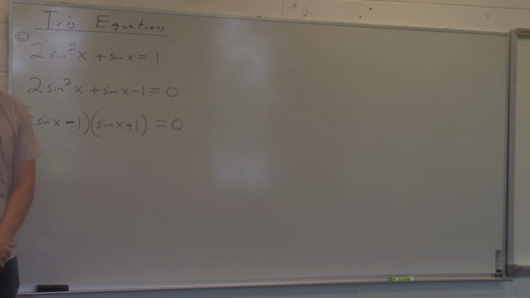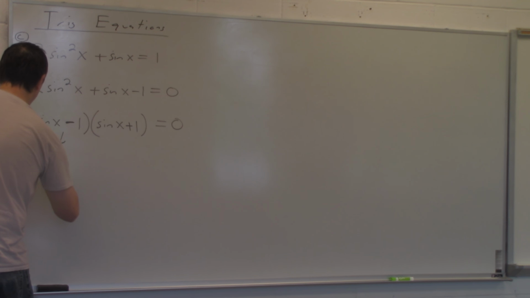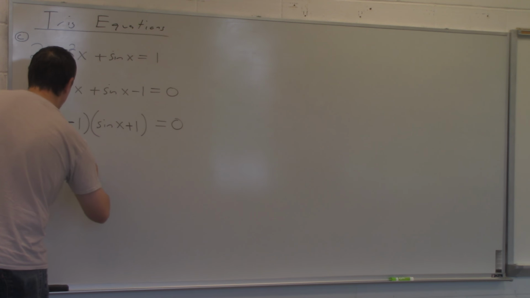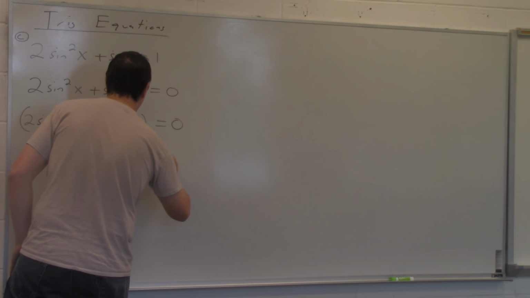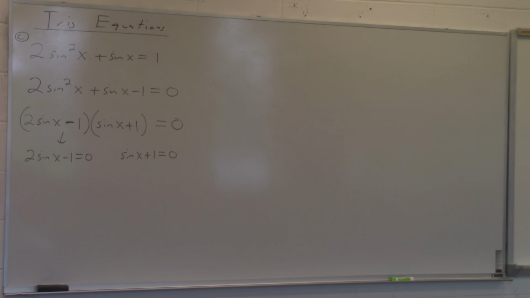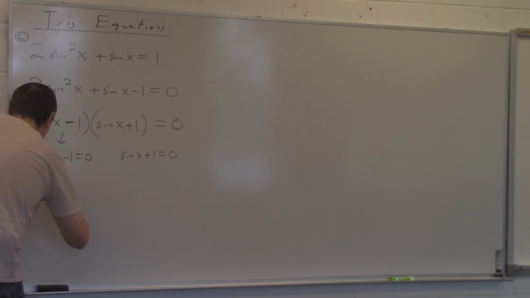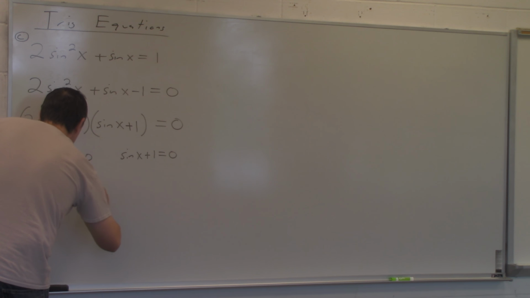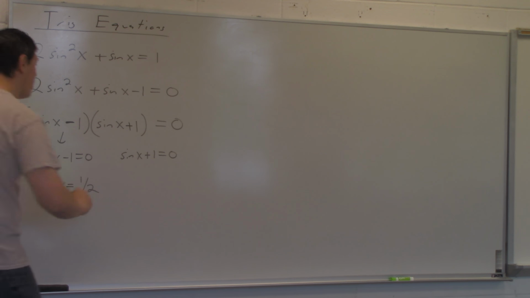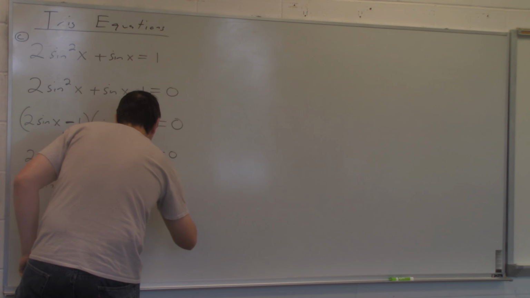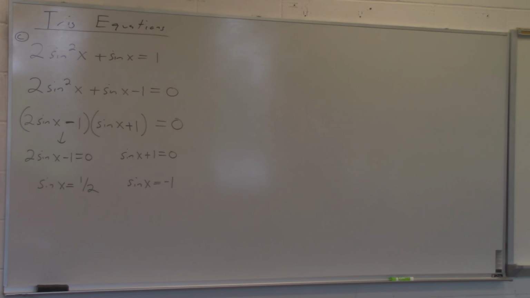Just like any quadratic, once you factor, you're going to set each of these to 0. So I'm going to wind up with 2 sine x minus 1 equals 0. And then I'm going to end up with sine x plus 1 equals 0. Notice that we can solve both of those very easily for the sine. For the first, I would add 1 and divide by 2, so sine x is a half. For the second equation, I would subtract 1, and I would get that sine x equals minus 1.